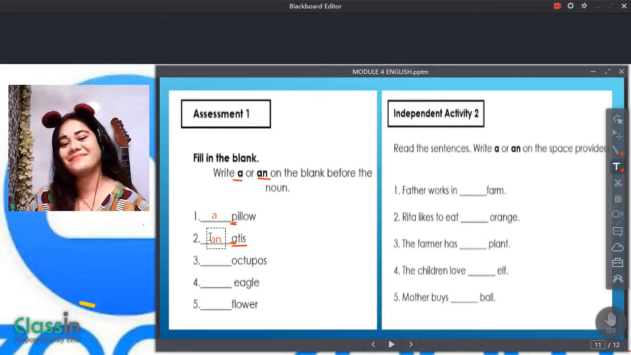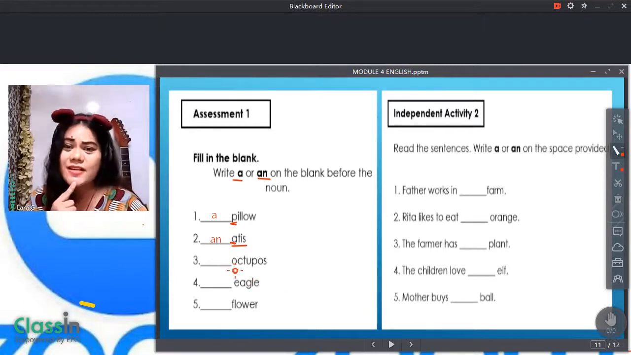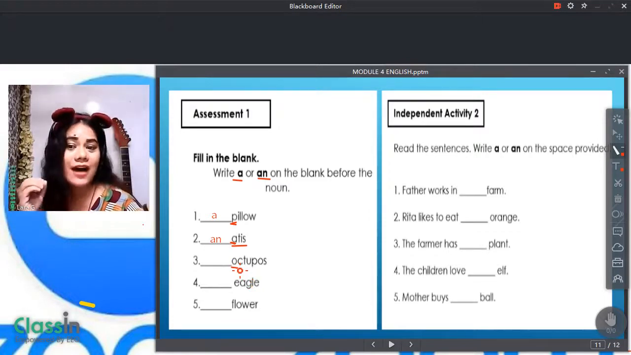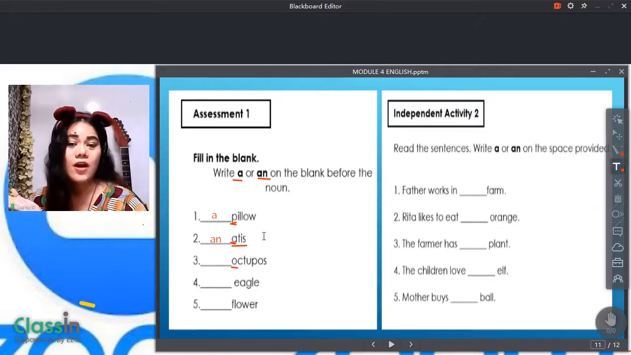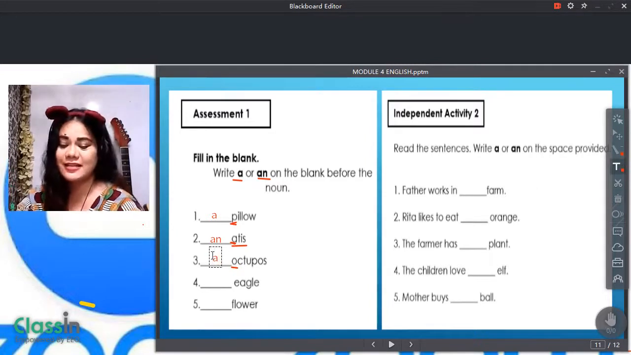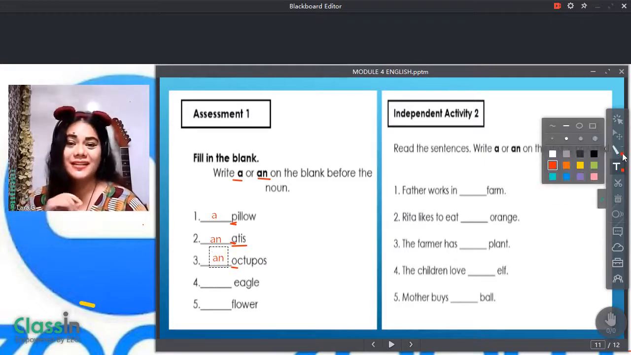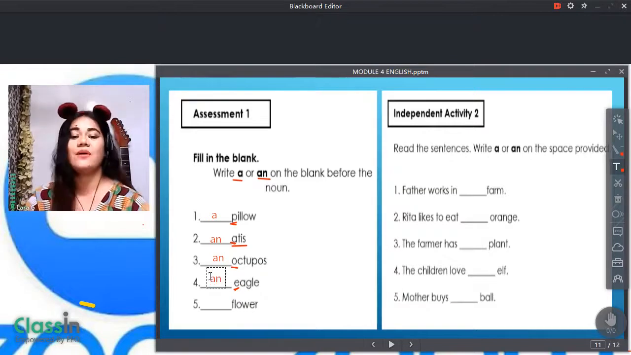an Attis. What about octopus? Let's try to see the first letter. It starts with O, and it is a vowel. A, E, I, O, U, O. Then it is an octopus. What about eagle? It starts with E. So it is an eagle because E is a vowel letter.